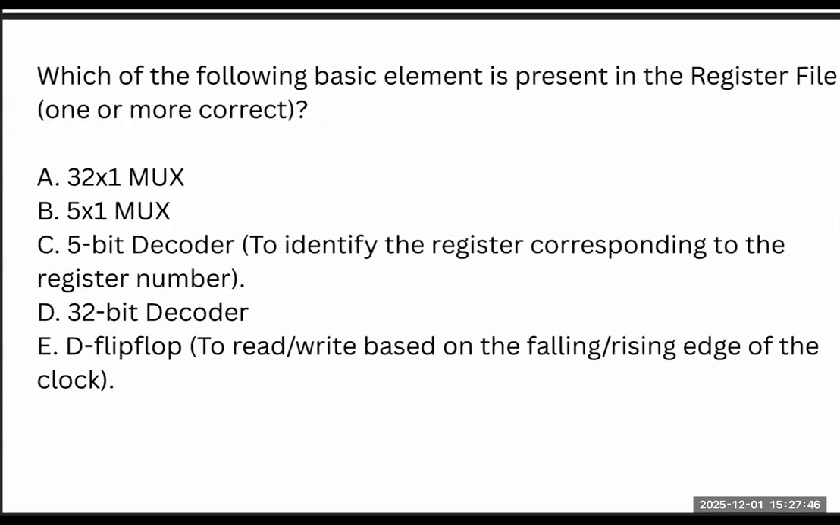Okay, we have one more question, one last one. Register file components. Which of the following basic elements are present in the register file? One or more correct, and the correct answers are C and E. C, 5-bit decoder converts the 5-bit register number into one-hot encoding used during write to enable the correct register. And then E, D flip-flops. Each register is implemented as 32 D flip-flops, one per bit, which stores the actual data and updates on clock edge. Okay, that's the end of my presentation, and I think Veda will take over.